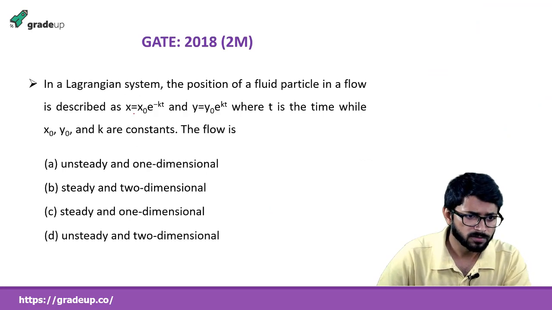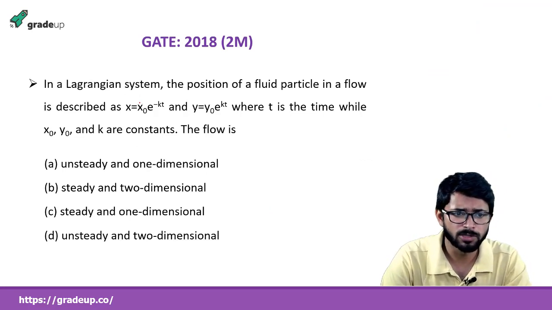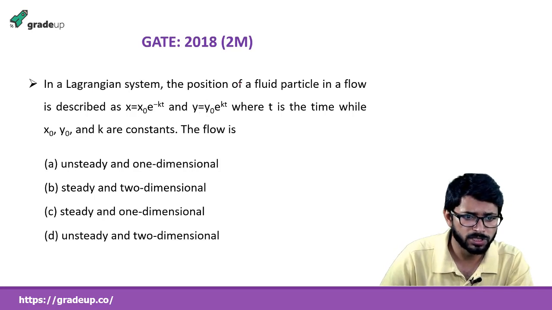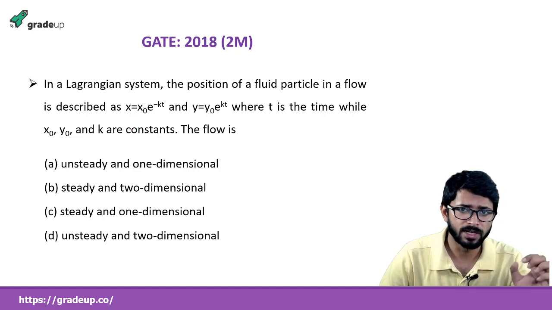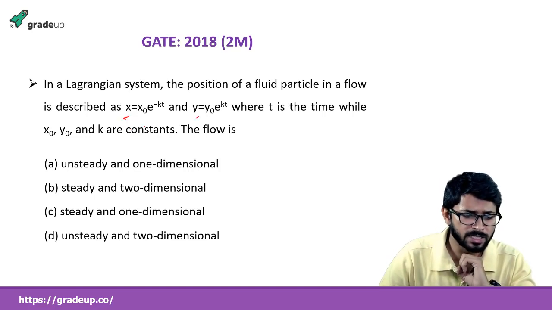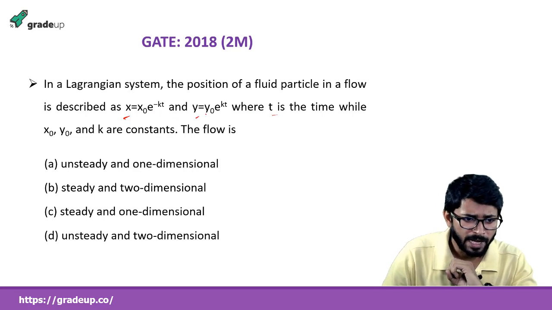So now moving on, another question is asked from GATE 2018. This question is for 2 marks. In the Lagrangian system, the position of a fluid particle in a flow is described. Here please note down, the x and y coordinates of a fluid particle in a fluid flow are given, where t is the time.